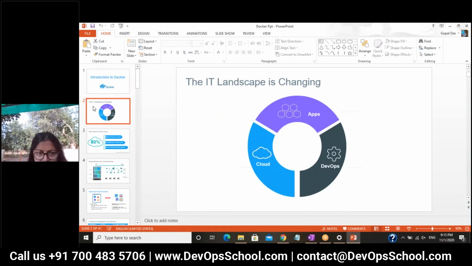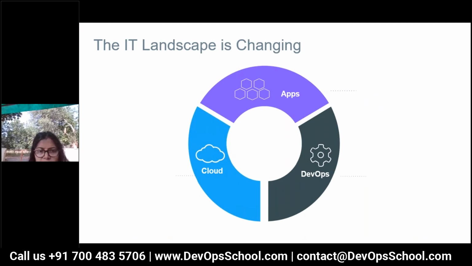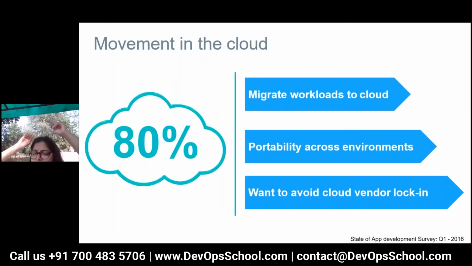Okay. Let me tell you. You know that the whole IT landscape is changing. We have cloud, we have apps, we have DevOps nowadays, and everything is moving to the cloud. When we are moving to the cloud, there are problems in the cloud. There is no portability across environments, is it right? When I say no portability across environments, what do you understand by this?